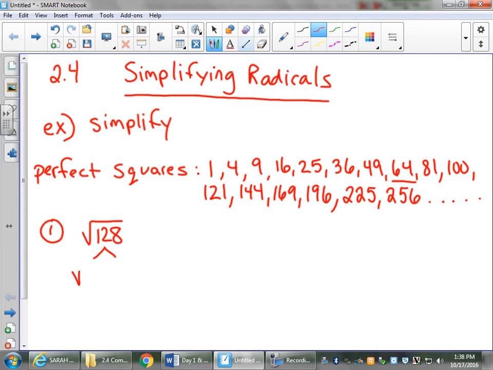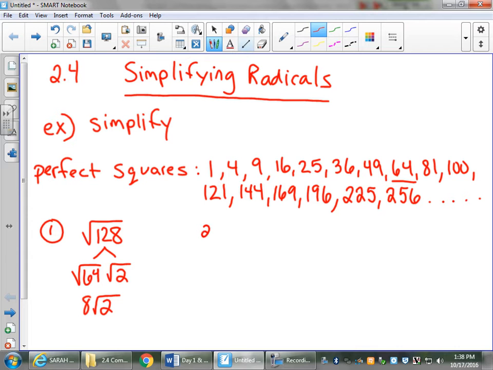So we would break this radical apart into the square root of 64 times the square root of 2. I always write the perfect square first. The one that's a perfect square is the value that comes out of the radical because you're actually square rooting it. The square root of 64 is 8. The square root of 2 is a decimal. So 2 is going to stay under the radical. So it's 8 times radical 2. 8 radical 2 is the answer to that question.